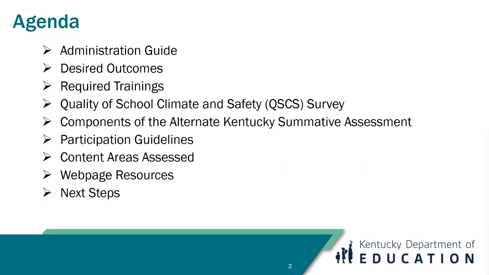Here you can see our agenda for the Attainment Task Training Part 1. We'll take a look at the administration guide, desired outcomes, required trainings, quality of school climate and safety or QSCS survey, components of the alternate Kentucky summative assessment, participation guidelines, content areas assessed, webpage resources, and next steps.